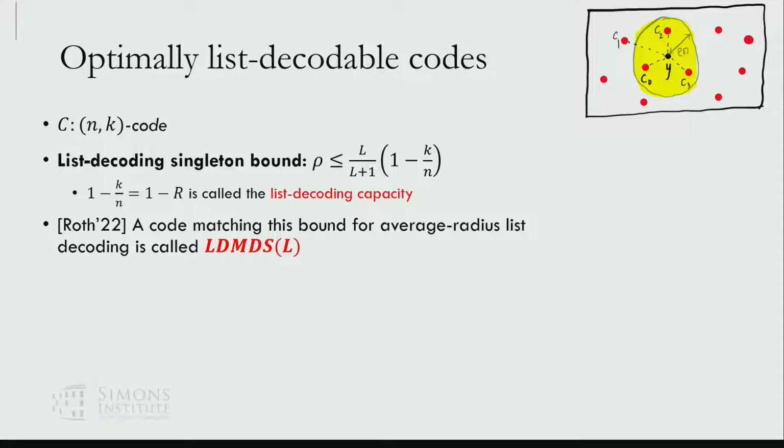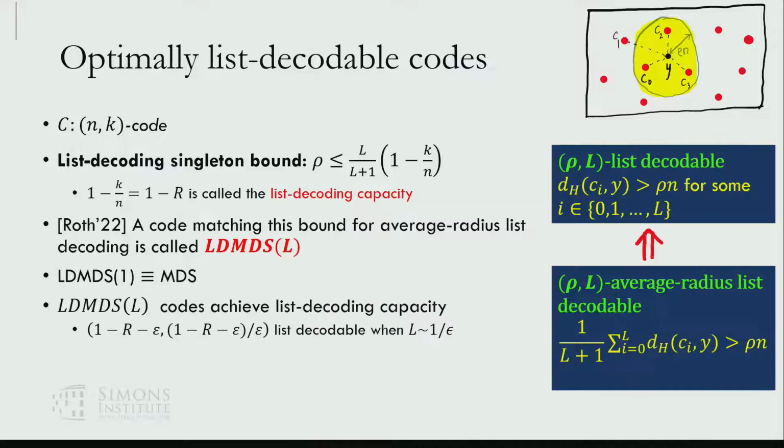In fact, it's useful to study the average radius list decoding here. So what is average radius list decoding? It basically means that (rho, L) list decodability means that any ball should not have more than L codewords, which means if I take L plus 1 codewords, at least one of them should be outside the ball.